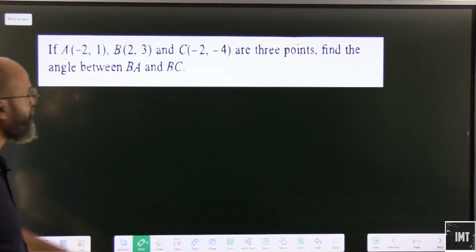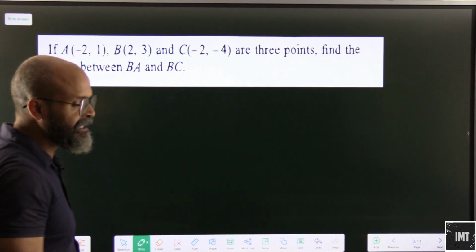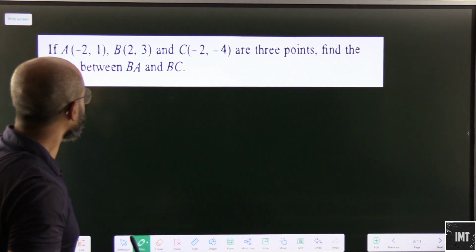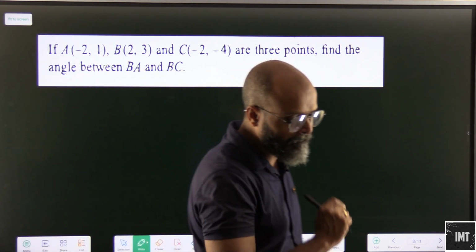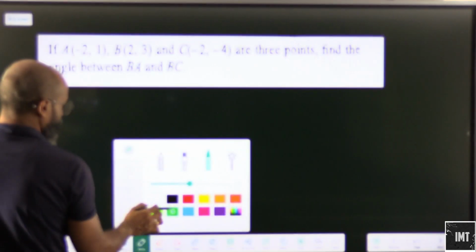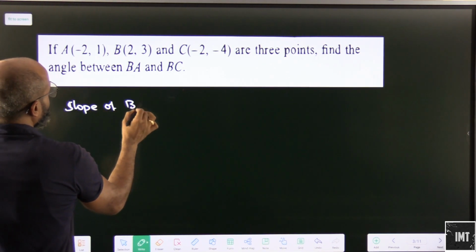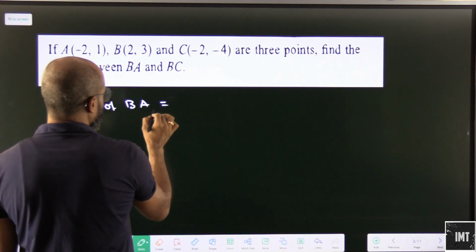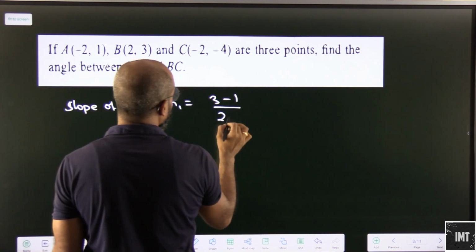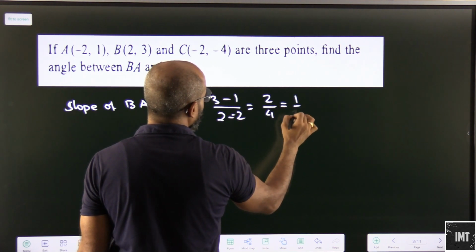A is (minus 2, 1), B is (2, 3), C is (minus 2, 4), three points. Find the angle between BA and BC. So A, B and C are 3 points, and you have to basically find out the angle between BA and BC. How do we find this out? Obviously, the slope of BA, let's name this m1, will be (3 minus 1) upon (2 minus (minus 2)). So 3 minus 1 is 2, and 2 plus 2 is 4, that is 1 by 2.